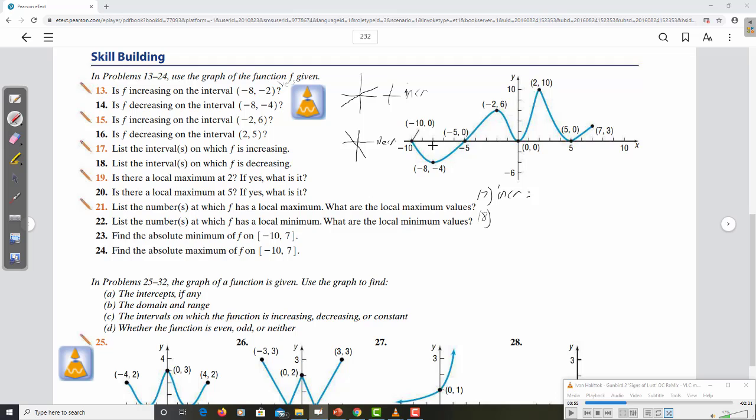Well, increasing, we already know it's increasing from -8 to -2. So I can include that one, of course. Then, where else is it going up as you go left to right? Well, not here to here, not here to here, but from 0 to 2. And, let's see, from 5 to 7. So a lot of commas, but we got the whole list. I believe that's everywhere where it's going up.